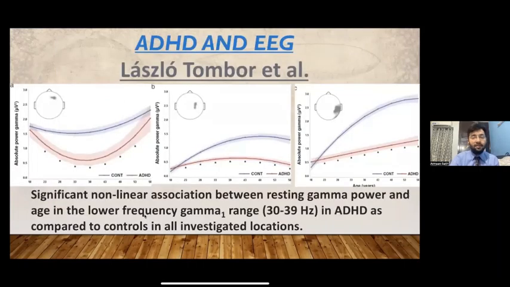Then in another study by Laszlo, Tombor et al., a significant non-linear association between resting gamma power and age was noted in the lower frequency gamma 1 range, that is the 30 to 39 Hertz range, in ADHD as compared to controls. As you can see again, the blue curve represents the controls, while the red curve represents the ADHD patients. As age increases, a gap is noted between the two curves. That is, the absolute power of gamma 1 frequency is found to be lower in ADHD patients as compared to controls.